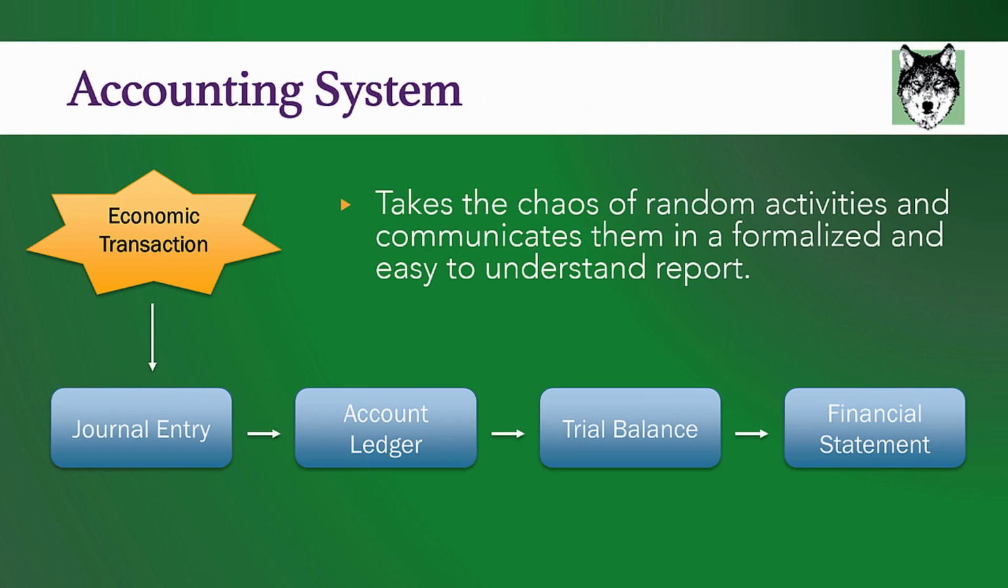So there's a number of reasons why this accounting system set up this way is so beneficial to businesses. But ultimately, there's an even more important reason why we do all of this. Really, the benefit of an accounting system is that you're taking the chaos of random activities and communicating them in a formalized and easy to understand report. In a business, you might have hundreds and thousands of economic transactions, and it's quite amazing to be able to look at a one-page financial report and instantly understand what's happening in that business. That's really a pretty cool thing.